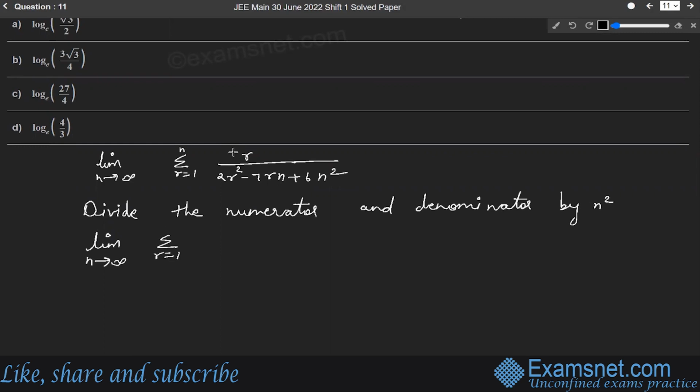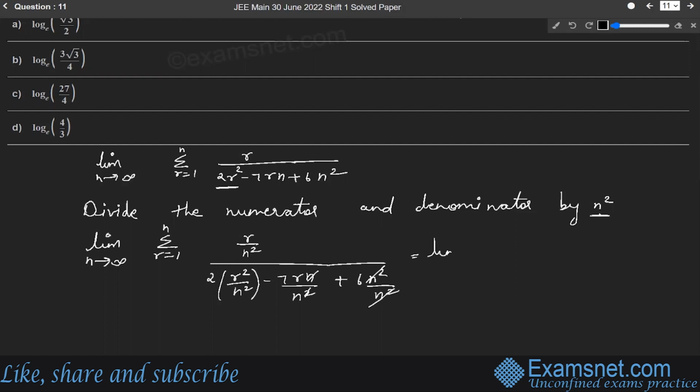Summation of r is equal to 1 to n. Now, numerator is r. So when we divide the numerator by n square, it will be r upon n square, divided by 2 into r square upon n square minus 7rn divided by n square plus 6n square upon n square. So you can see that n square and n square will be cancelled. Here one n will be cancelled.